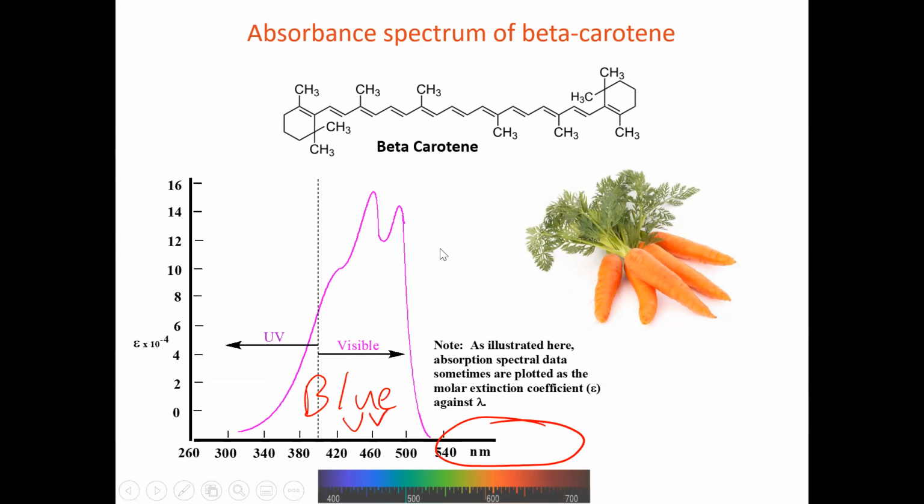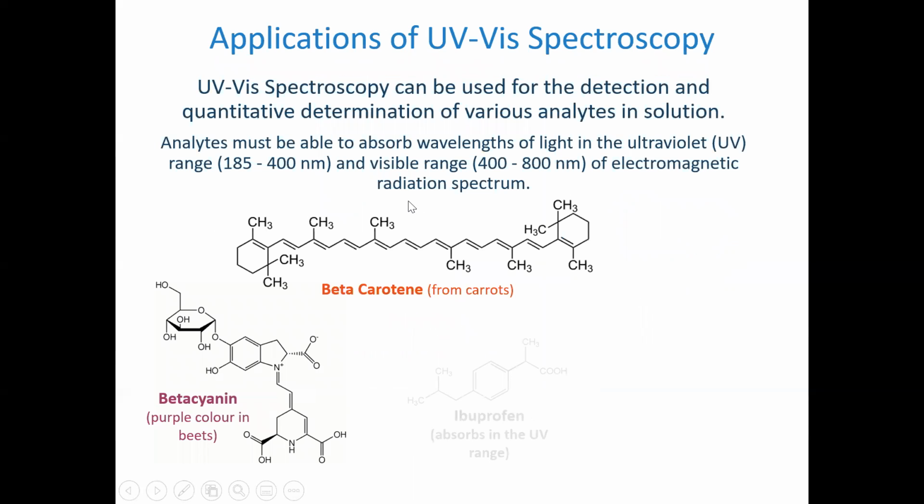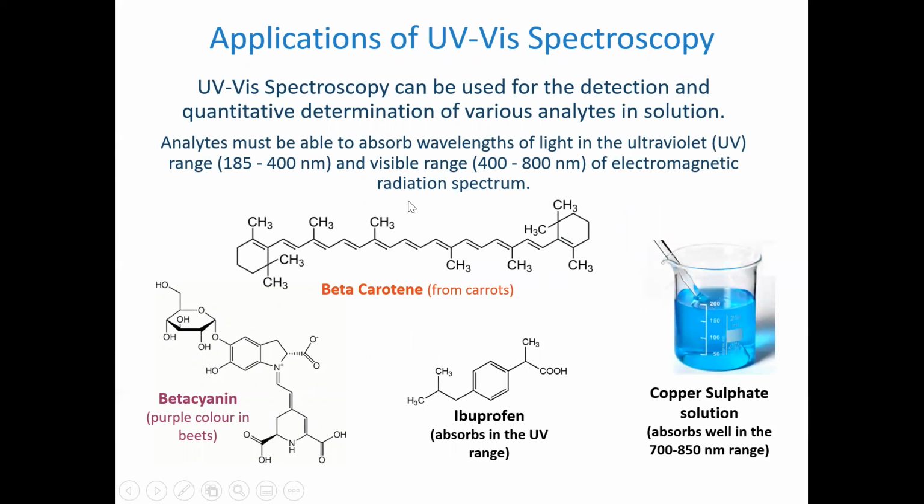I have another example or two. Here's another example of a molecule. This one absorbs in the ultraviolet range of the spectrum only. So if you had a solution of this, it would not show any color. But the point I want to make is that this is detectable by the instrument. And you can see this instrument is reading basically an absorbance maximum of around, I don't know, 230 nanometers.